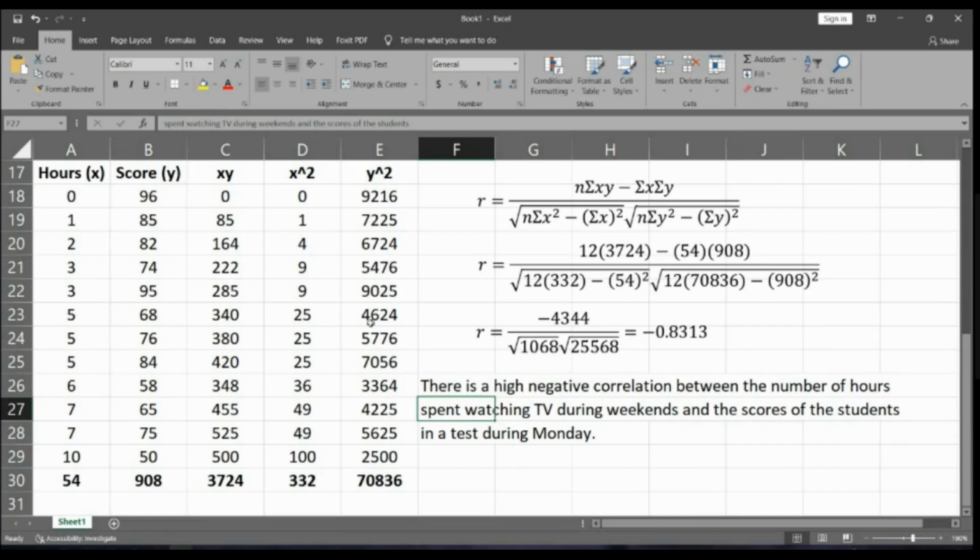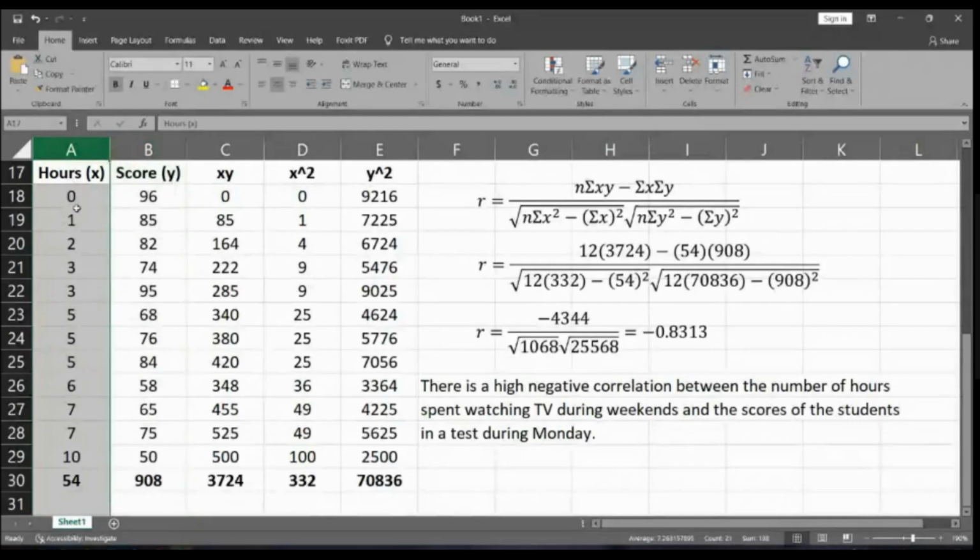So what does this mean? This means to say that the correlation is negative. Therefore, the x and y are of opposite direction. Ibig sabihin, the lesser number of hours you spent, the higher your score. At the same time, the higher the number of hours you spent watching television, the lower your score.